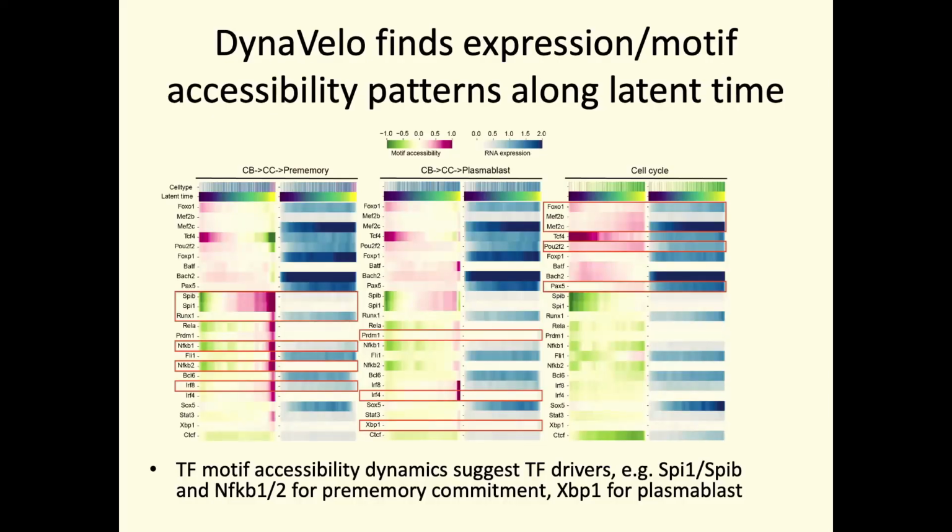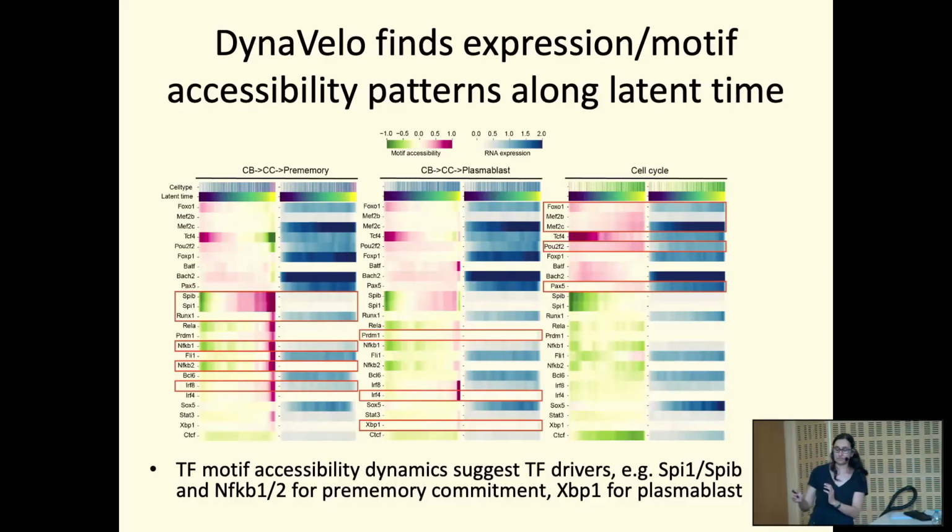Okay, so transcription factors aren't always regulated at the RNA level. It's kind of, are they active? Are they going to their sites? Are they in the nucleus? And you can kind of see, the pink-green is the motif accessibility, and the blue is gene expression. And sometimes the blue is very subtle changes. But we are finding the right kind of transcription factors along the right trajectories.